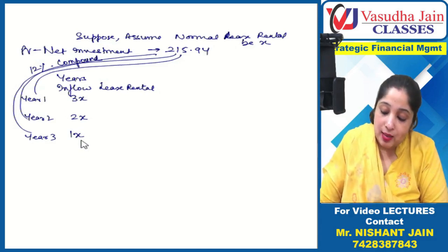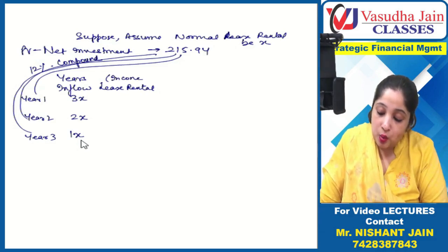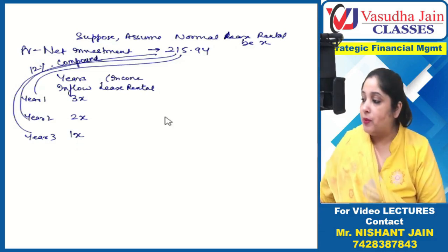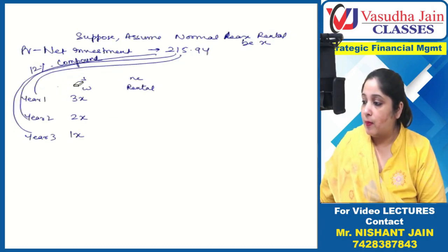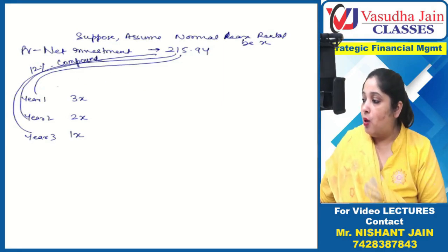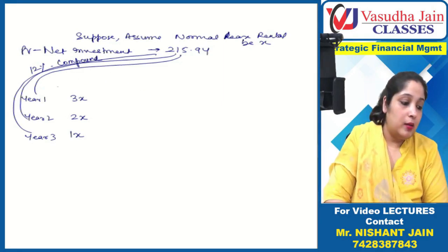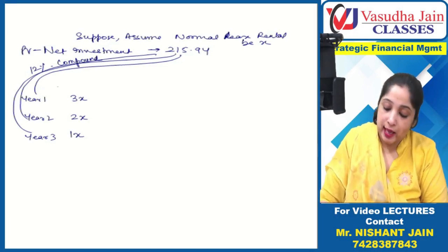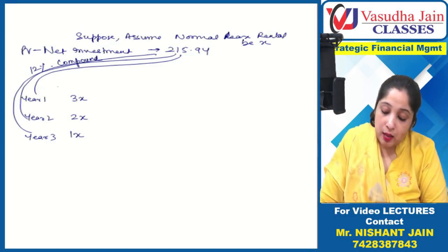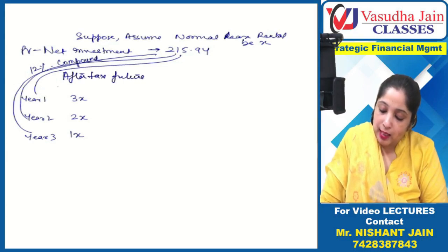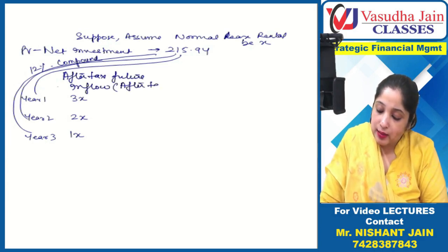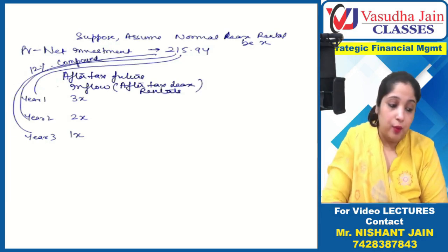So lease rental is an income. Just a second. So let me write properly what exactly I want to write: the after-tax future inflows, that is, the after-tax lease rentals. This I want to know.